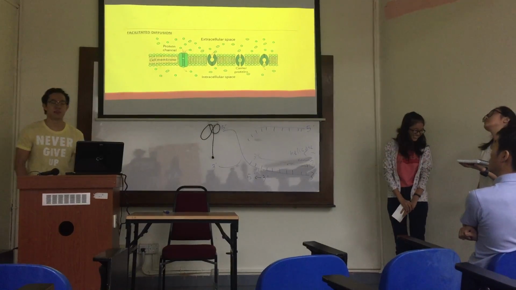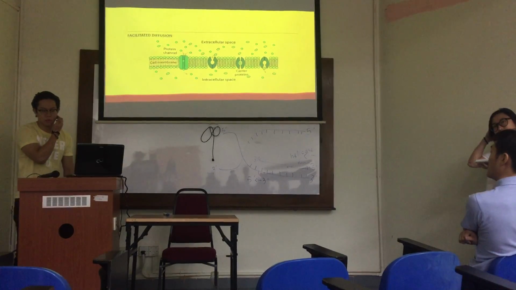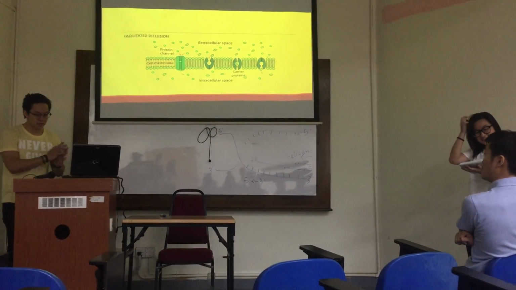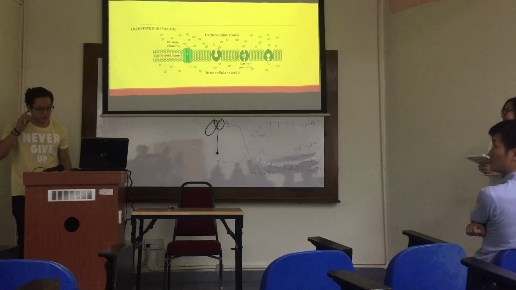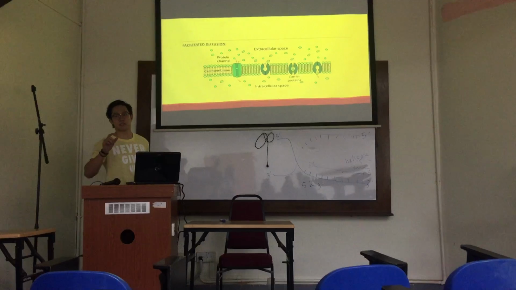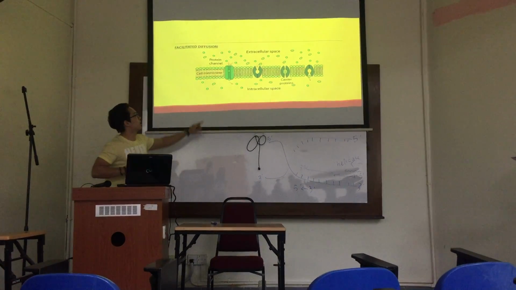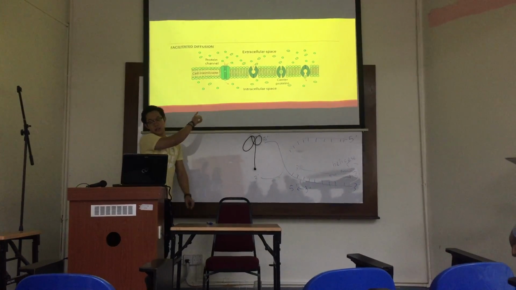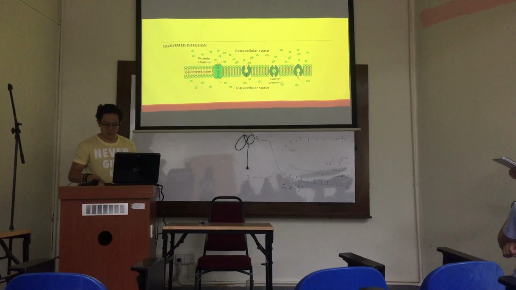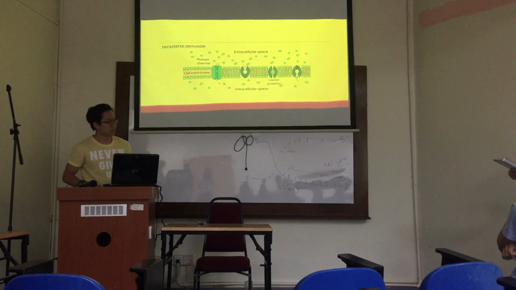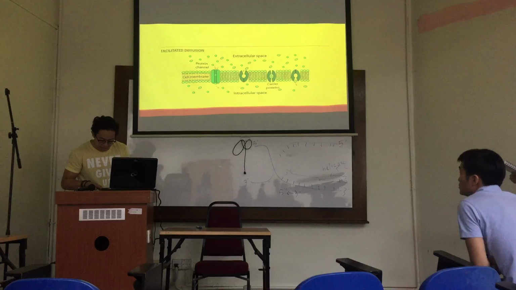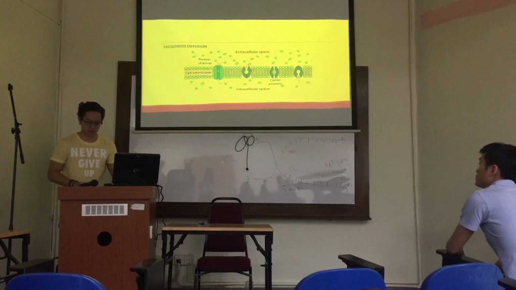Okay, so this is my part, facilitated diffusion. What's the definition of facilitated diffusion? It means a diffusion of molecules and ions across the lipid layer along the concentration gradient through a carrier protein. You can see it right there. And it can be called passive mediated transport because it doesn't require any chemical energy from ATP hydrolysis.